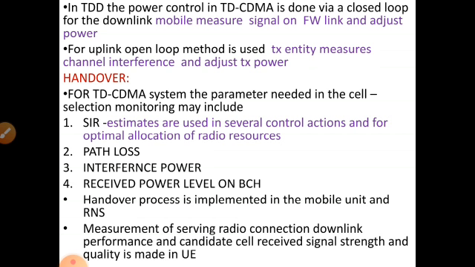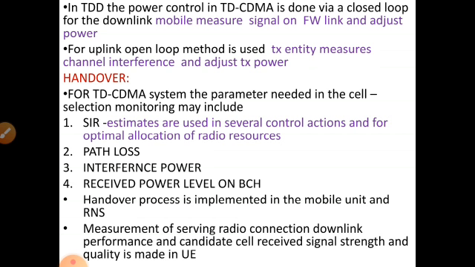In the textbook they do not give the full form of SIR, path loss, interference power, received power level and BC gauge. If you want, you can write them, or simply write handover. Handover is a parameter needed for the cell selection monitoring procedure, and it includes these four terms.